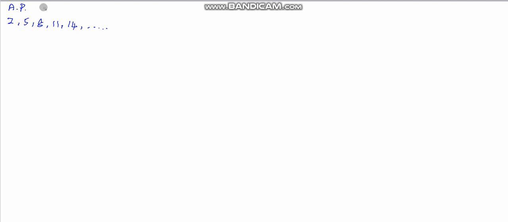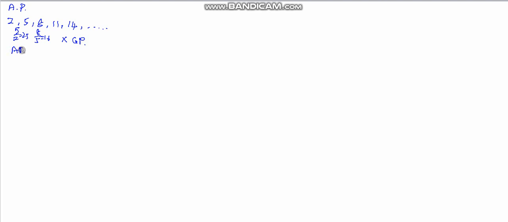GP, geometric progression. So what you have to do is take one number, divide by the previous. I got 2.5. If I take 8 over 5, I got 1.6. You do not need to try the third division. Why? Because the first two are already different. So this is definitely not GP. Now then we go straight to AP.